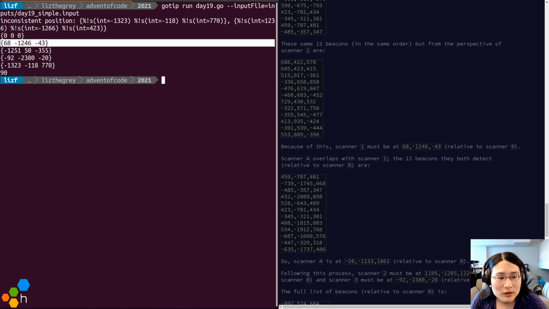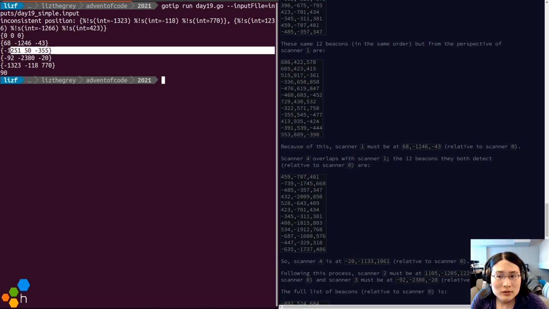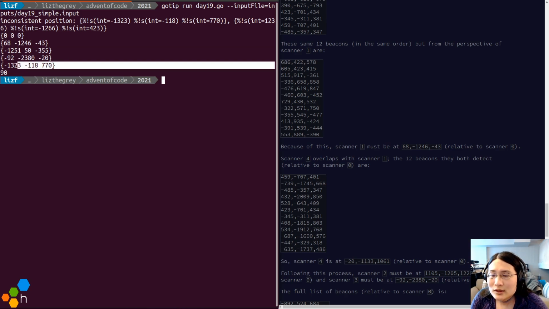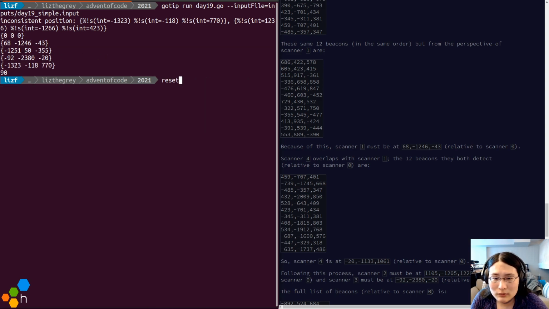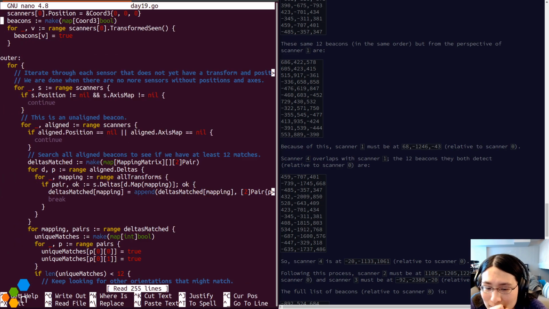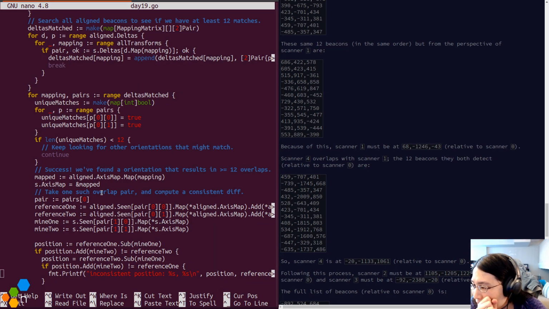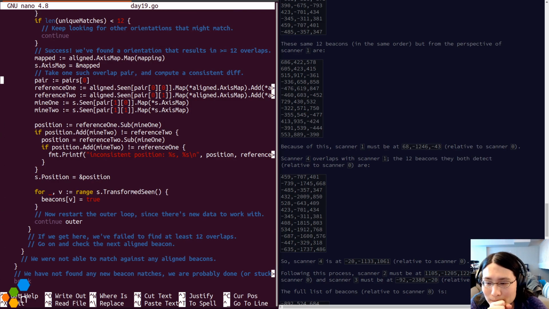Scanner 1 is correct. Scanner 2 is also in the incorrect place, but scanner 3 is in the correct place. So it's these two that are wrong. And the reason that they're wrong is because they are relative to other coordinates. As mentioned on stream last night, someone pointed out that I might have a problem with double adding the offset.